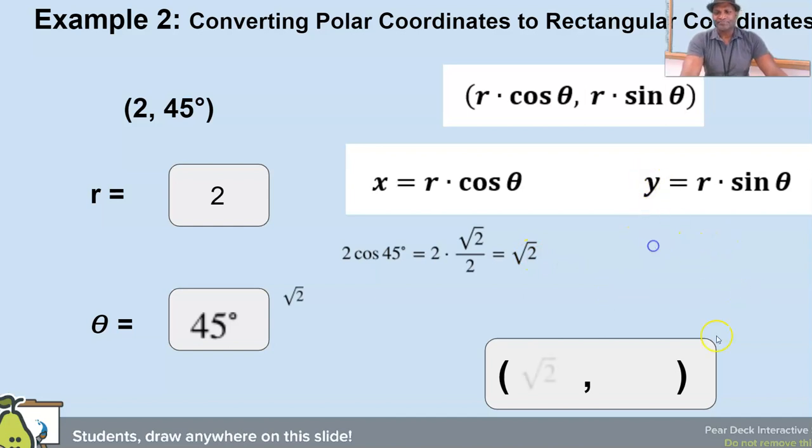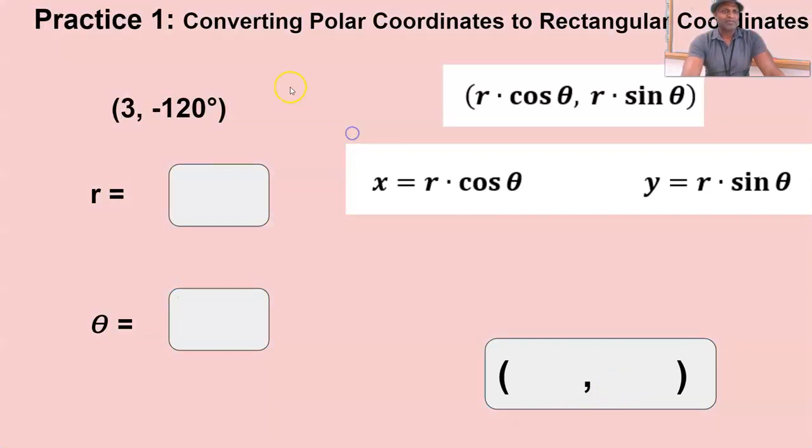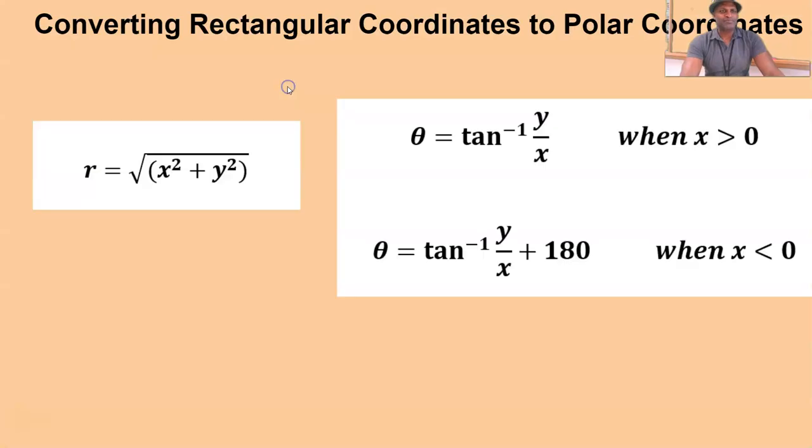Same thing for y. That gives you square root of 2 for the x. And then same thing for the y: 2 sine 45 degrees, 2 times the square root of 2 over 2, that's the sine of 45 degrees. The 2's cancel out, you end up with the square root of 2. So we have converted (2, 45 degrees) in polar form to rectangular form: (square root of 2, square root of 2). There are some practice problems there.